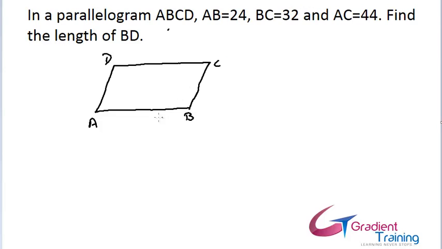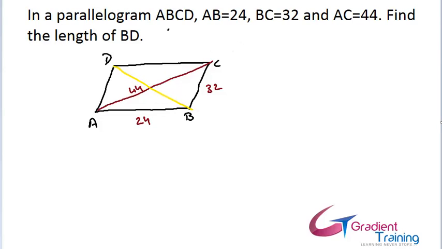So AB equals 24. Now AB looks like the longer side in the diagram, but the length is smaller. Anyway, it doesn't matter. Our answer will be the same whatever figure we make. And it is given that AC, that is this diagonal, is 44. This length is 44, and we have to find the length of the other diagonal, that is BD.